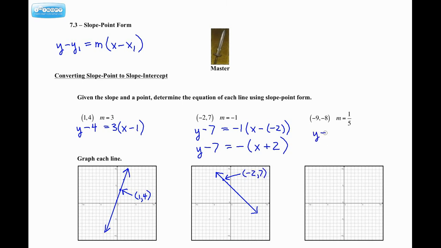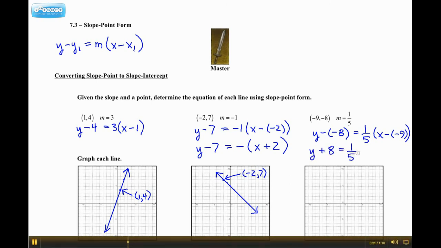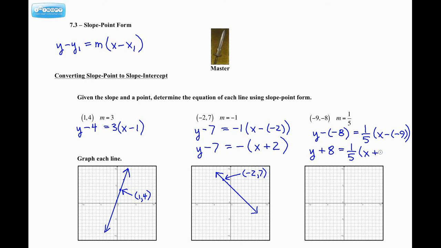So y minus our y value, y minus -8 is equal to 1/5, that's our slope, times x minus -9. All right, I'm just going to tidy this up so we don't have any double negatives. So we get y plus 8 equals 1/5 times x plus 9. So there's our equation in slope point form. Let's plot it. So our point is right there, I think. Oops, no, it's not there. Let's see, it's down here, right there.